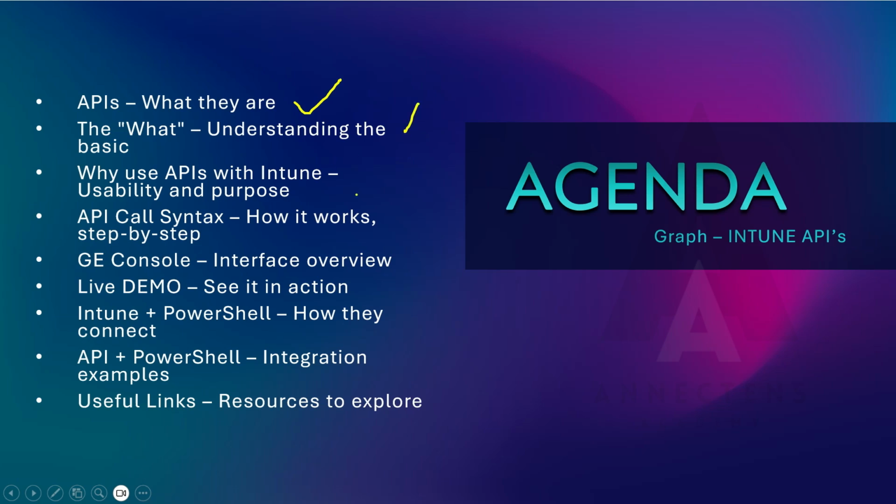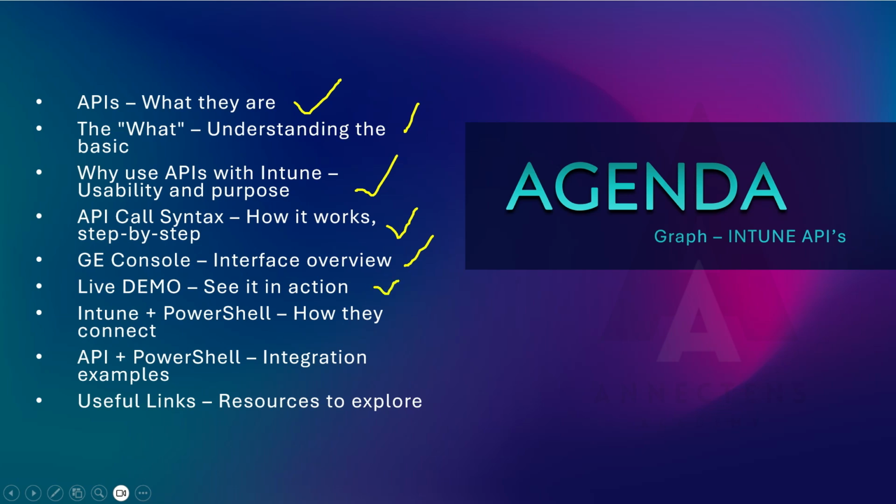Then we'll understand how Intune is using these APIs and what is the purpose of having these APIs in Intune. What is called API call syntax? We'll talk step by step about all those API calls, how we can call an API and how we can utilize that API in our Intune or day-to-day operations. Then what is called Graph Explorer console, the Graph interface? We'll talk about how we're going to use it.